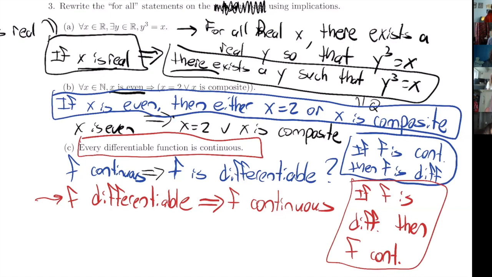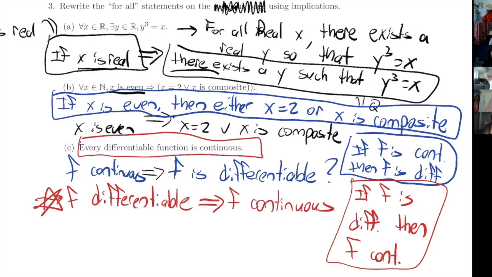I think it's the red one. Why is that? Because the sentence says every differentiable function is continuous. So if you're given a differentiable function, then you know it's going to be continuous, but it's not necessarily the other way around. Not every function that's continuous is always going to be differentiable. That's right. What's a counterexample for that?